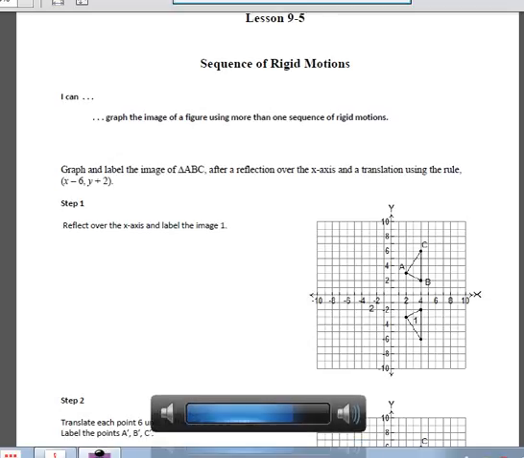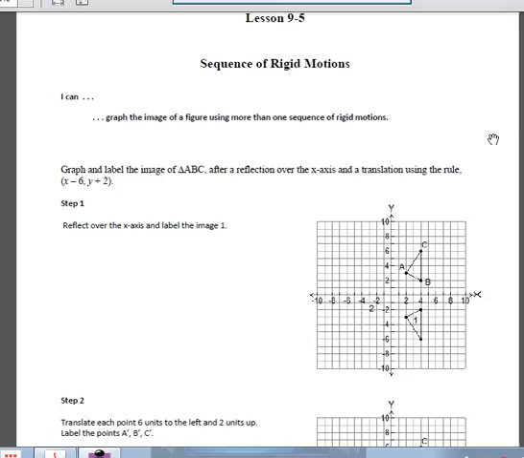Hello, welcome to the video notes for lesson 9-5, sequence of rigid motion. This begins on page 37 in your notes packet.